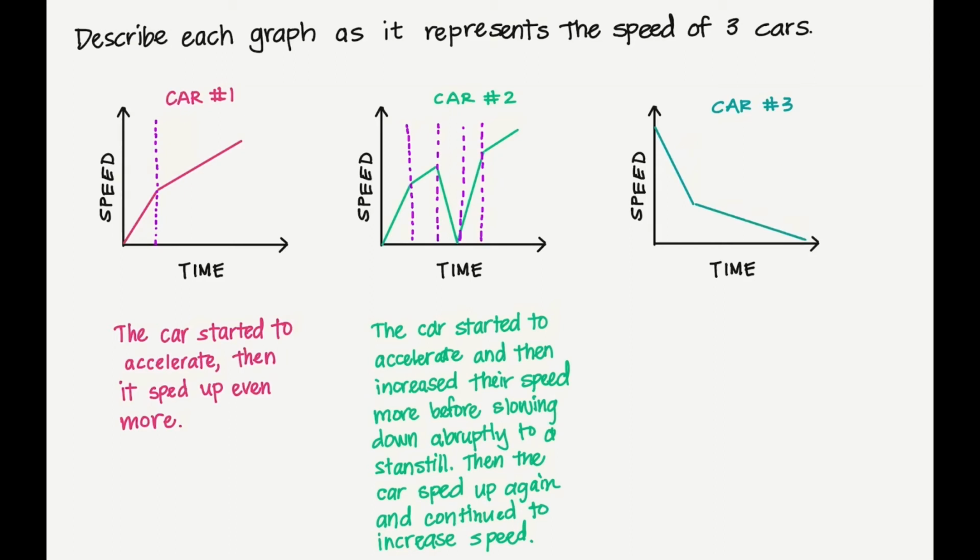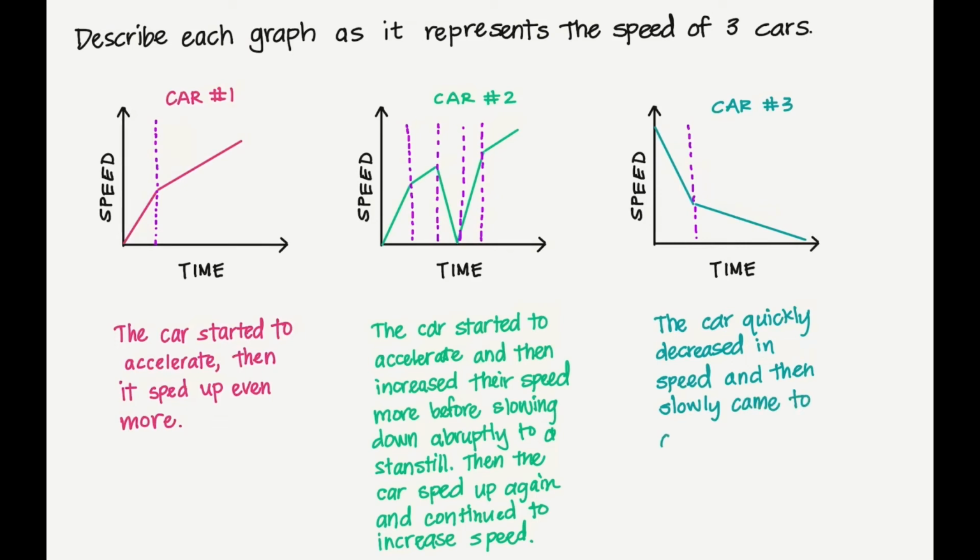So for car number 3, I can see that it's starting way up high and then it's coming down, and at the end it comes all the way down to 0. So in terms of speed, it looks like the car quickly decreased in speed. And then for the second part, it looks like then it is slowly coming or came to a halt because eventually it looks like it parked its car.